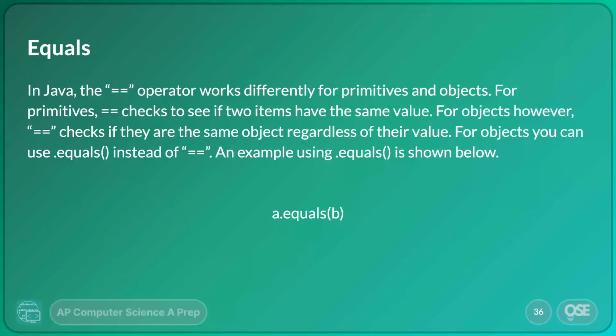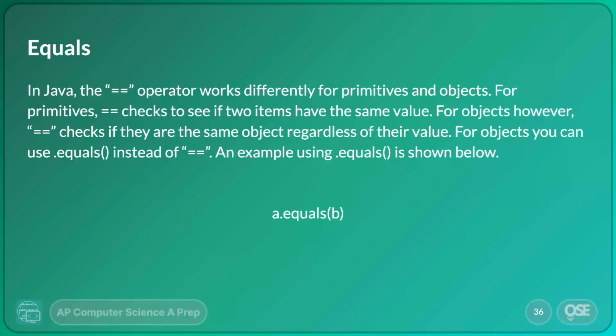In Java, the equals operator, which is two equal signs, works differently for primitives and objects. For primitives, the equals operator checks to see if two items have the same value. For objects, however, the equal sign checks if they are the same object, regardless of their value. For objects, you can use dot equals instead of the double equal sign. An example of using dot equals is shown here.